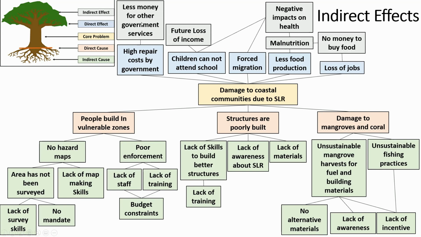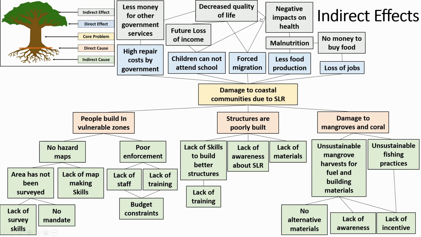Then we've got less money for other government services, like we mentioned a minute ago. Future loss of income. If children can't go to school, that's a really important thing because it diminishes their future earning capacity. So it really hurts the human resource development for the whole community and for the whole country. And that's not just a short-term thing. That's a long-term thing. And what else? Overall, we have a decreased quality of life.